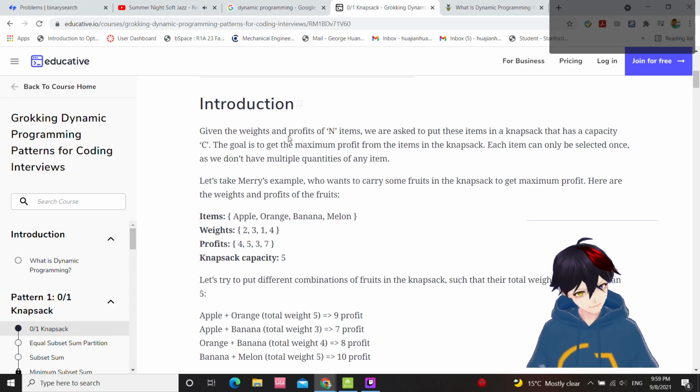Profits. We are asked to put these items in a knapsack that has a capacity C, to get the maximum profit from the knapsack. Each item can only be taken once.